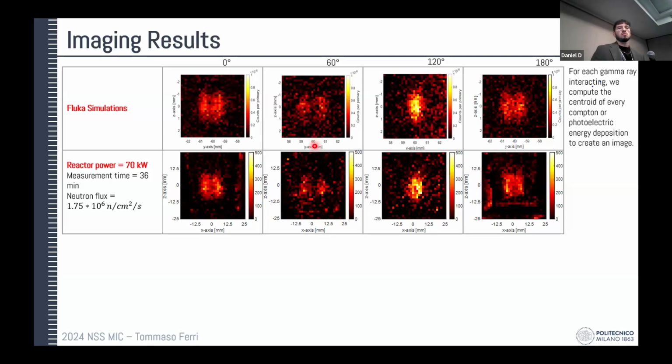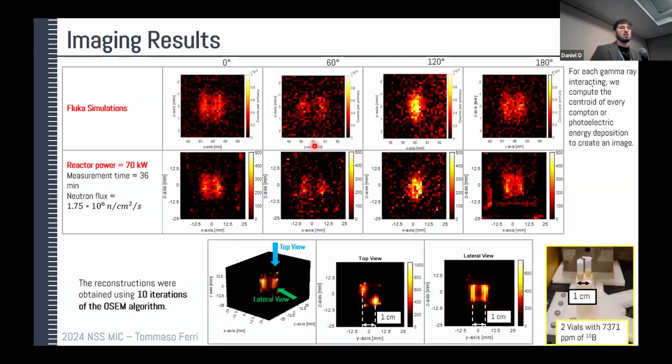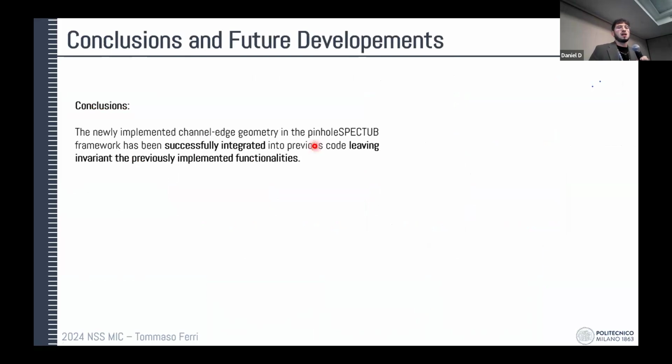So we decided to perform the reconstruction with the new code using MLEM. Sorry, I wrote it wrong. I said OSEM, but I'm actually using MLEM. With 10 iterations, you can see that we can reconstruct successfully the profile of the 2 vials with only 10 iterations at 1 centimeter distance. So we can conclude saying that the channel edge geometry was successfully integrated, leaving invariant all the previous functionality that the code already had, so nothing changed.